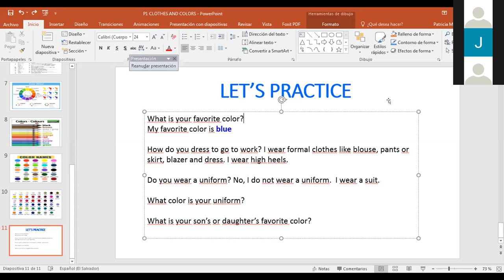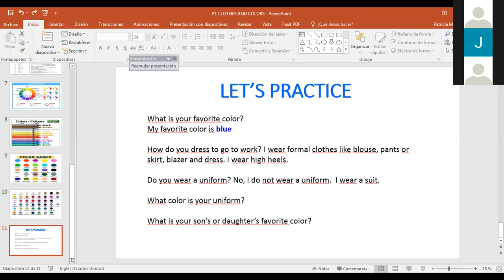Thank you, team. Because of the time, we won't be able to complete the participations of all teams, but thank you very much for the ones that did it. You did a great job by describing the way you go to work and how do you dress and what's your favorite color and what's your son's or daughter's favorite color.